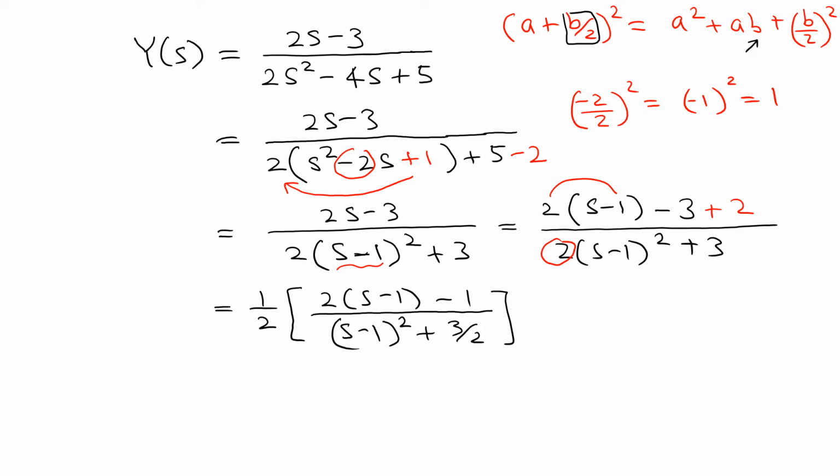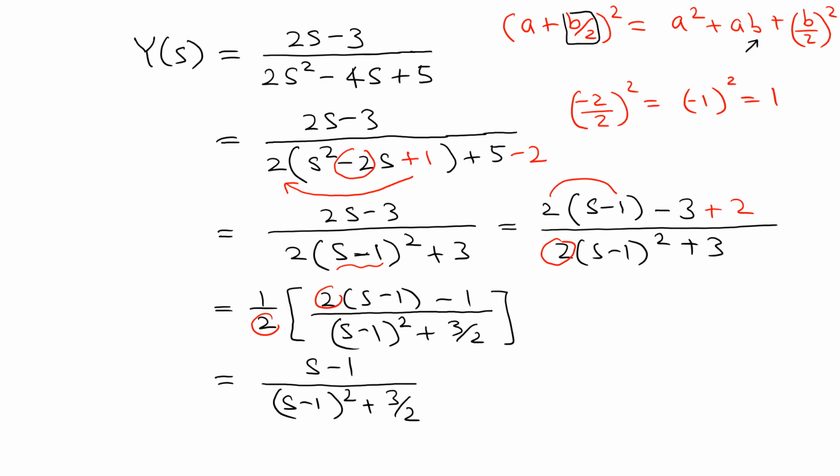That's what we get. Okay, now we're going to split them into 2, and remembering the formula for sine and cosine, we can split them like this, so we can write it in this form. So the first term, because of the 2 and the 2, they cancel each other, so you are going to get s minus 1 over s minus 1 squared plus 3/2 from the first one.